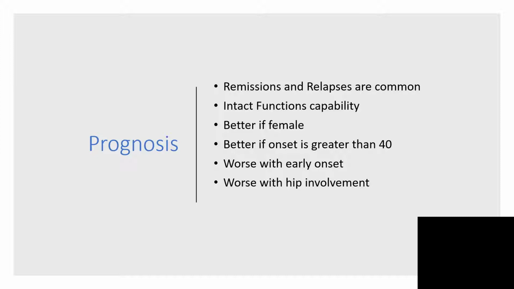The prognosis is such that there will be remissions and relapses, and that is very common. The individual will have intact function, they are still capable of daily activities, and when females are affected, like I've said earlier, it is milder in them, so the situation is better in females. Better if the onset is greater than 40. Worse if the individual has the disease earlier in life, that is, the early part of the 20s. And when the hip is involved, then the prognosis is worse.